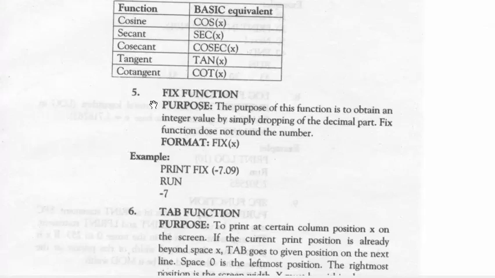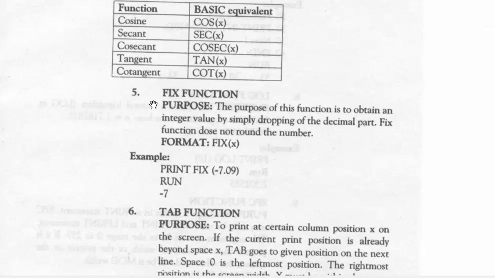Fix function. The purpose of this function is to obtain an integer value by simply dropping off the decimal part. Fix function does not round the number. It works like an integer value. If you use fix function, it will ignore the fractional part of the value and does not round off. Example: print fix(-7.09). Run. -7 is the answer.